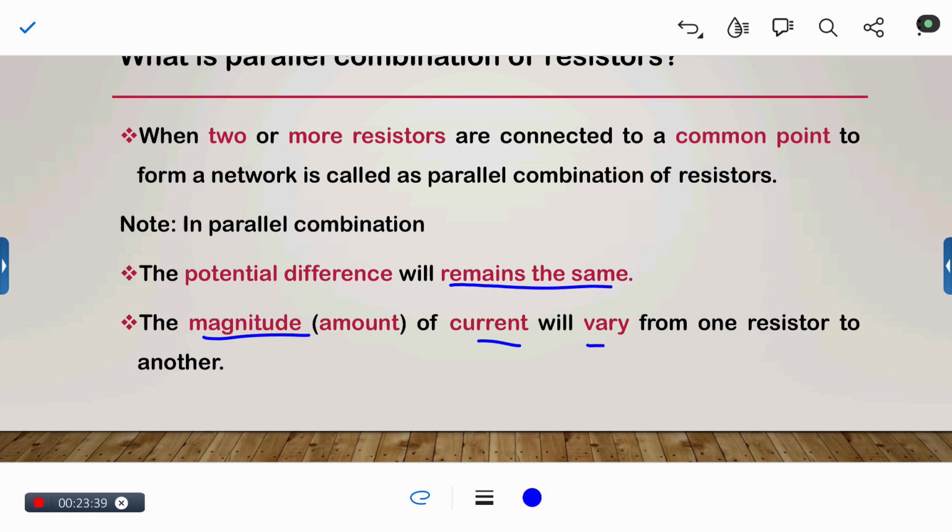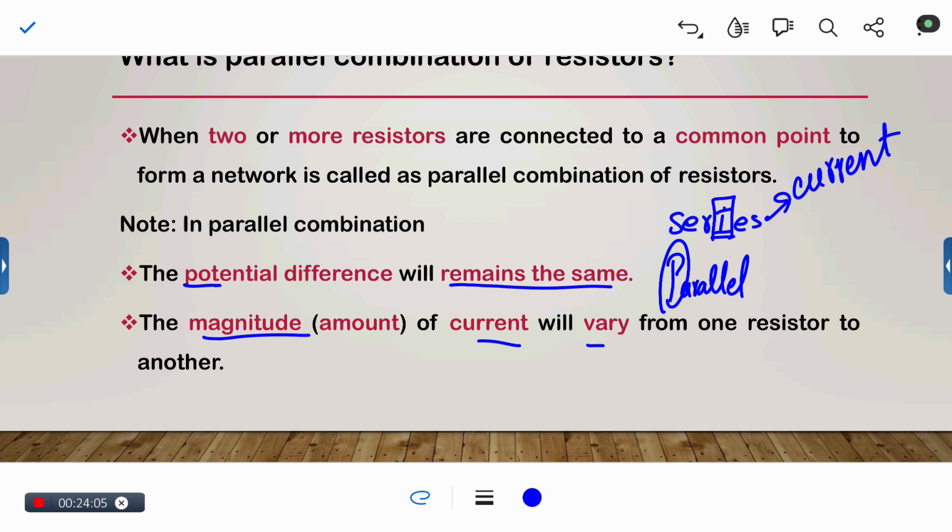If you are having any confusion, remember like this. Series, parallel. Here, I is there. What does I stand for? Current. That means in series, current is going to remain the same. In parallel, the word starts with the letter P, and the potential difference also starts with the letter P. Then we can say that in parallel, potential difference is going to remain the same. At least remember like this.